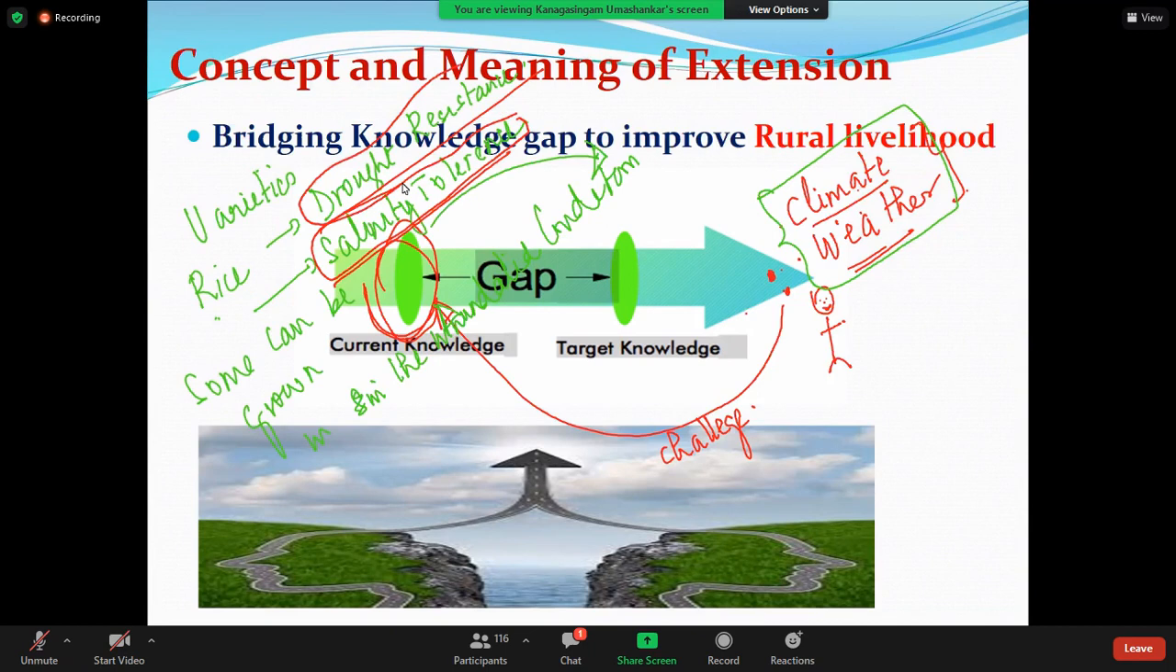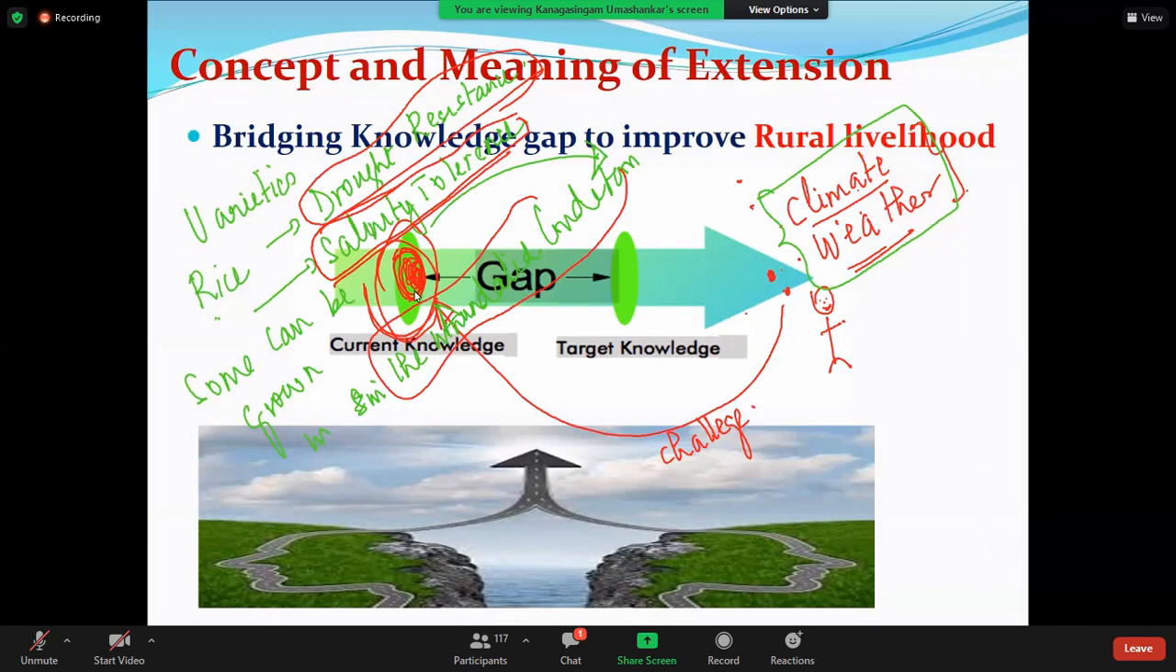So the farmers are struggling because of the climatic conditions. Then the scientists here are thinking, these people are struggling so much, we have to somehow find a solution. Thinking like that, in the laboratories they have developed all these varieties.